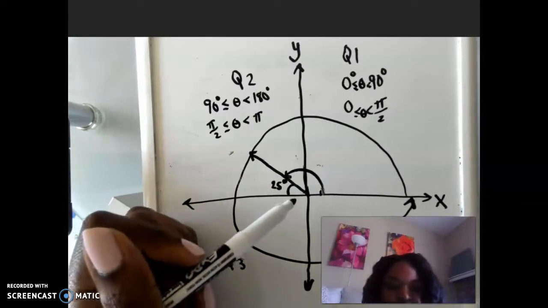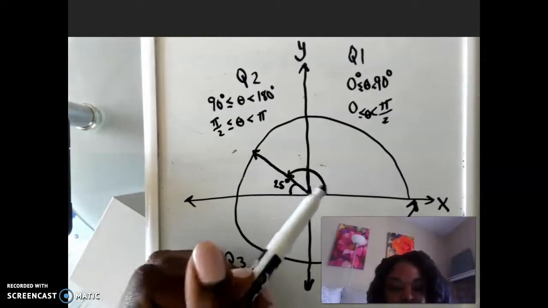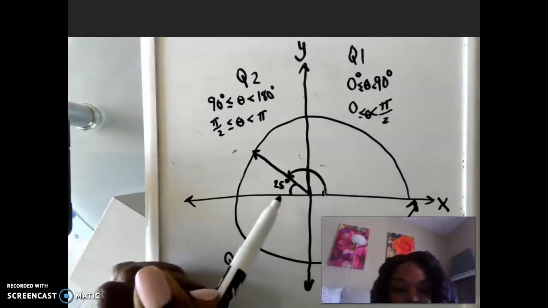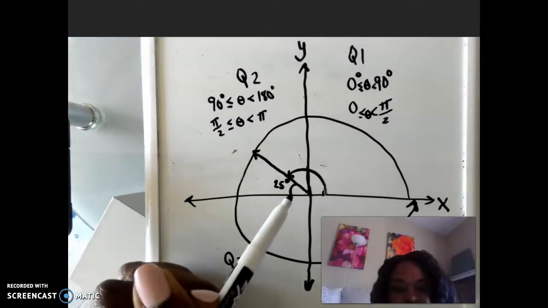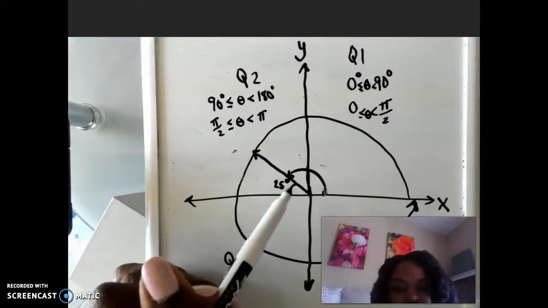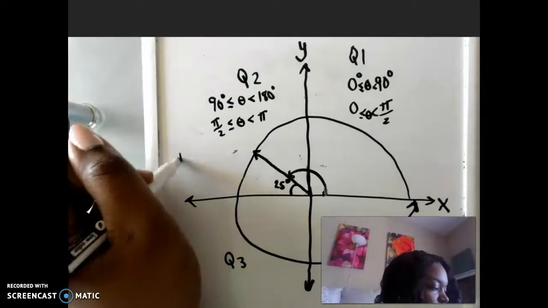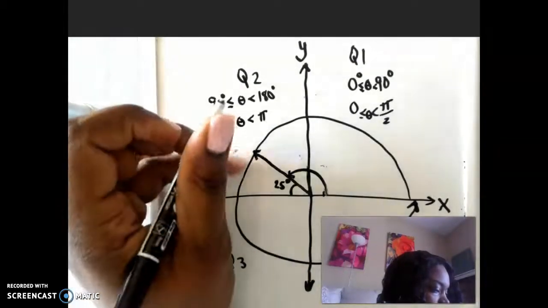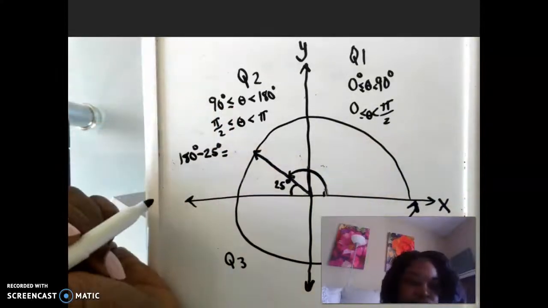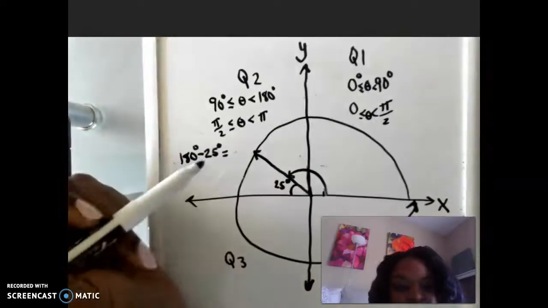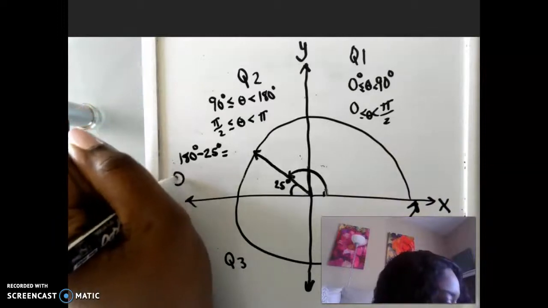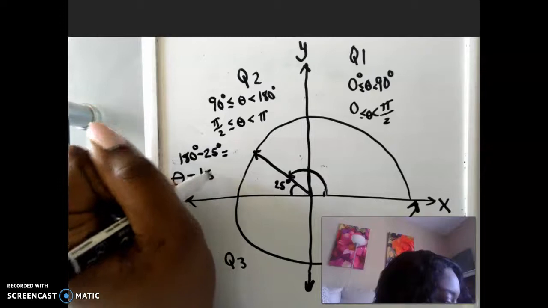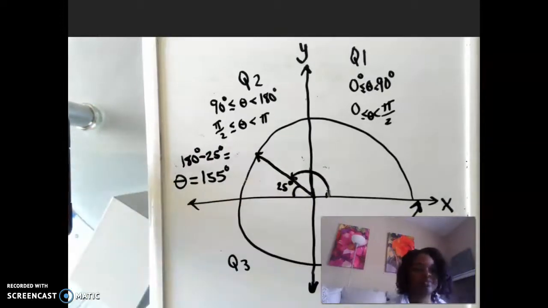So one thing we can do, on the other hand, is, if we're going all the way to the horizontal, that's 180 degrees. Since they gave us this sliver here of 25 degrees, we can do 180 minus 25 degrees to get the angle that we would use for the component, or our theta. So our theta here would be 180 minus 25, that's 155. Okay.